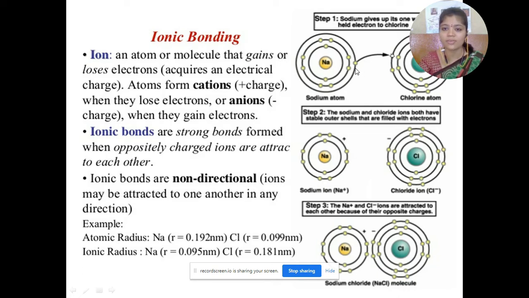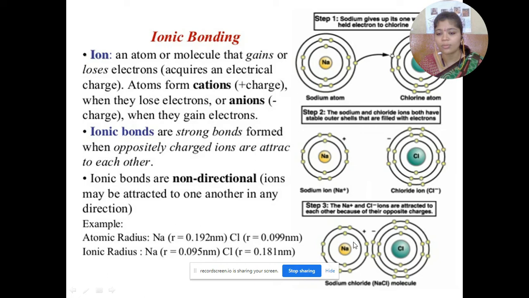Here, in the third shell, one electron is there. Afterwards, there are no electrons in the third shell. It loses the one electron to form a positive ion. Positive ion means cation. And if you take the chlorine atom, how many electrons are in the third shell? Seven electrons. It gains the electron from the sodium atom to form an anion. Anion means negative charge. So here the electrostatic force arises between the opposite charges.